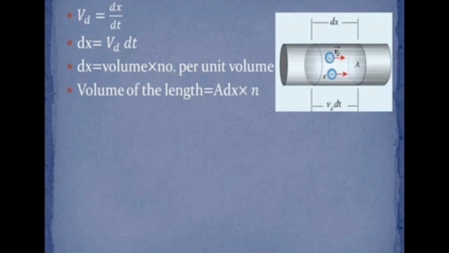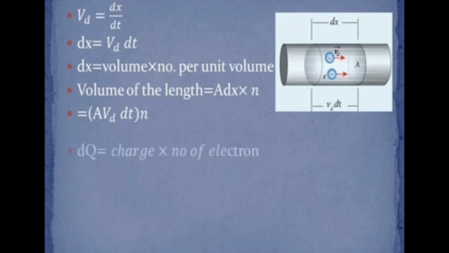We have already calculated dx. This is dx. If we substitute this value in place of dx, see what we get: A vd dt into n. So that is the total number of electrons present in that particular volume. Now, what is the charge of an electron? One charge, you know, is equal to e. So the total charge for all electrons, we have to multiply that value with e.